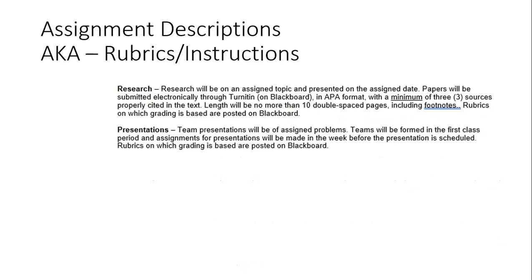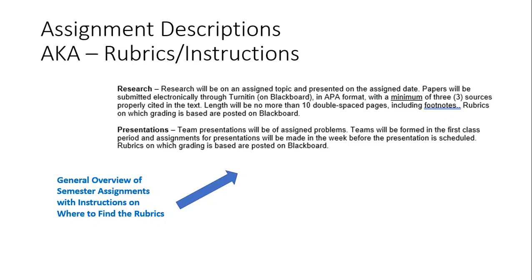This example is from a finance class. Here again, the professor gave a brief description of the major writing assignments in the class and where the instructions will be found on Blackboard. The first assignment, the research paper, requires you to have 3 sources cited in APA format.